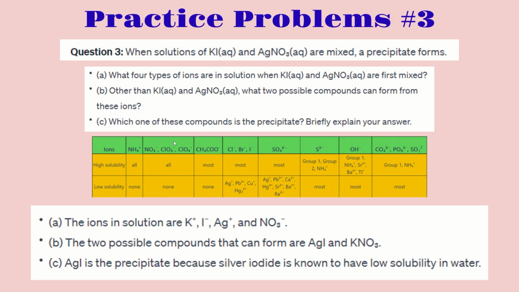So for the solution of this problem, for A, the ions in the solution are K+, I-, Ag+, and NO3-. And then the 2 possible compounds that can form are AgI and KNO3, so that's basically just silver iodide and potassium nitrate. And for the third part, AgI, otherwise known as silver iodide, is a precipitate because silver iodide is known to have low solubility in water. We can check this out by looking over here. So iodide, when it's combined with silver, is going to have a low solubility. So that summarizes question number 3.